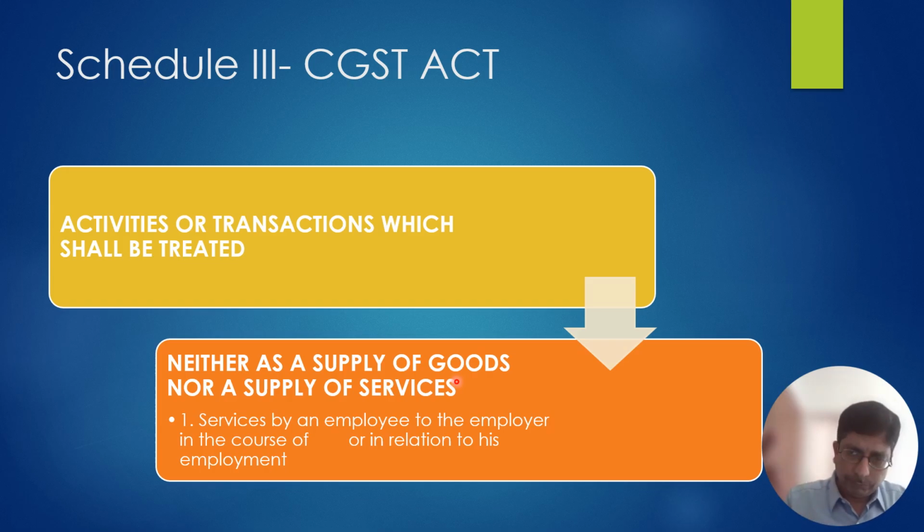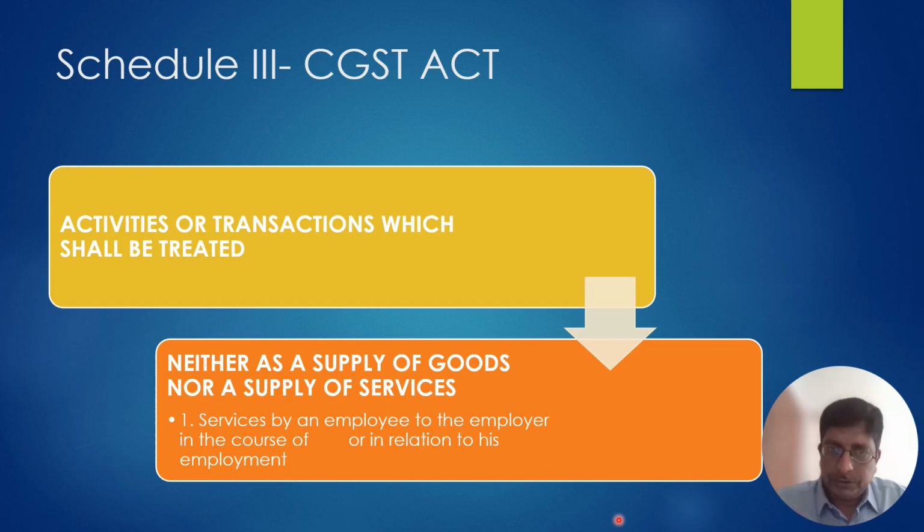What is mentioned there is that any service provided by the employee to the employer in the course of employment is not a supply. So you will immediately say that the canteen facility provided by the employer to the employee is not a service provided by the employee to the employer, so it is not covered. But this is not the case.